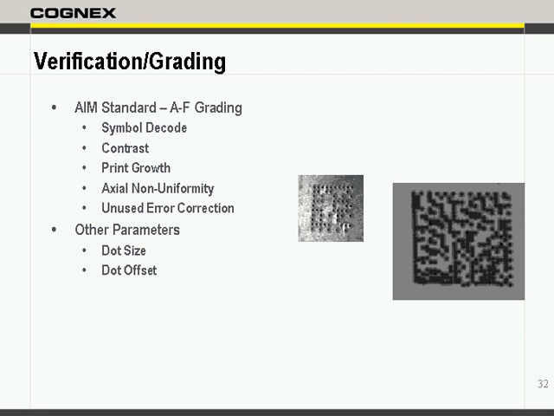So some of the things that you'll be able to analyze and get information about are the symbol decoding, and if we were able to decode it, the overall contrast, something called the print growth, the axial non-uniformity, as well as unused error correction, all factors that play a role in how well this code is being presented to the camera. Other parameters that are not necessarily graded but are important are the dot size and the dot offset, and that's basically based on the level of resolution. How big are these dots showing up in front of the camera? Because you need them to be at least 4 pixels large in order to get reliable and repeatable results.